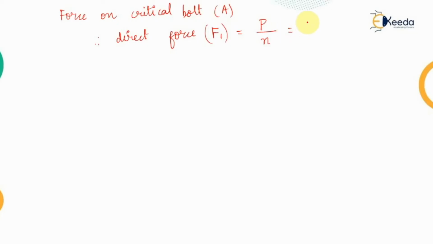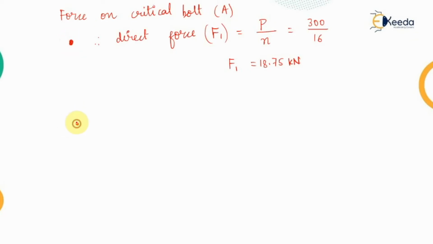So the total reaction that is coming onto the connection is 300 kilonewton, while the total number of bolts that have been provided is 16. Now from here, if we do the calculation, we get this F1 value as 18.75 kilonewton. So this is the F1 value. This was the first point.